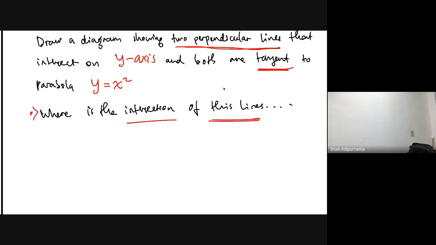When you are having a tangent line, it will be crossing in this point, tangent line. So exactly at this point, and this also maybe here, and this also intersecting here. So to find this point.